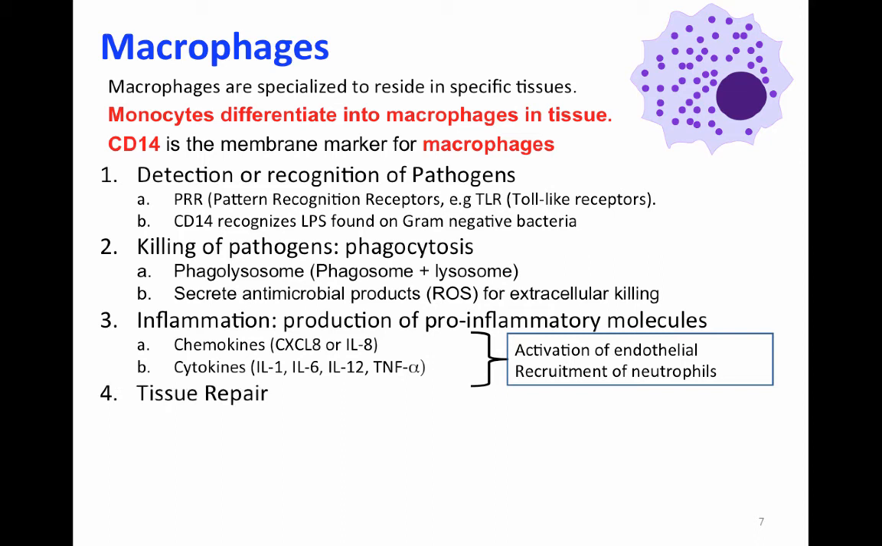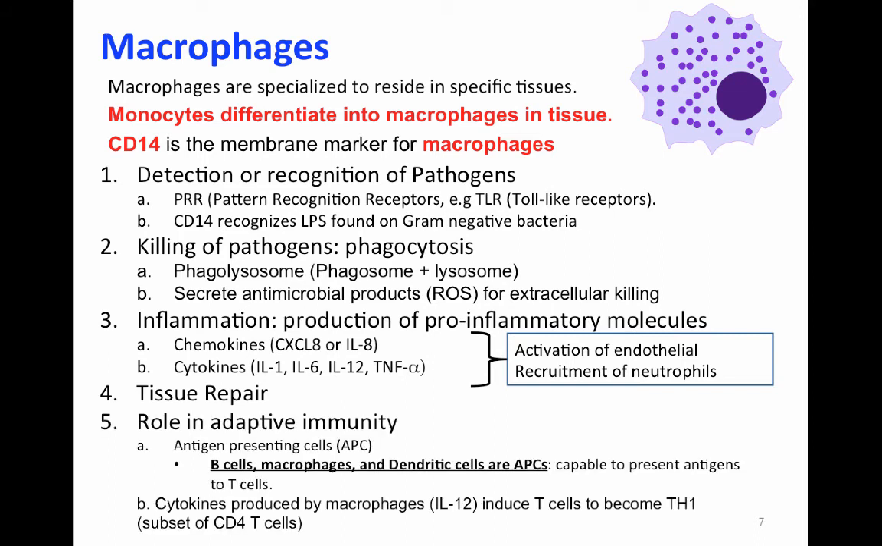Macrophages are also involved in tissue repair, and they play a role in adaptive immunity. As mentioned before, along with B cells and dendritic cells, macrophages are antigen-presenting cells, meaning that they can present antigens to T cells. Cytokines produced by macrophages, more specifically interleukin-12, induce T cells to become T helper 1 cells, which are a subset of CD4 positive T cells.